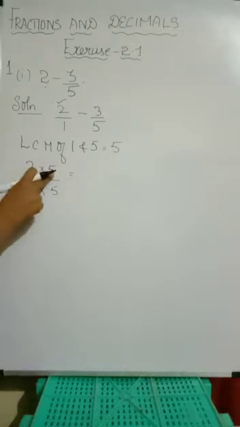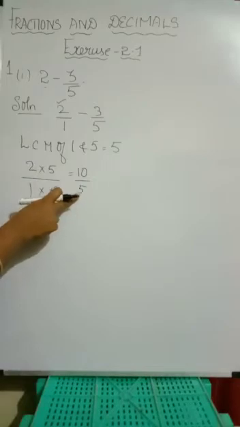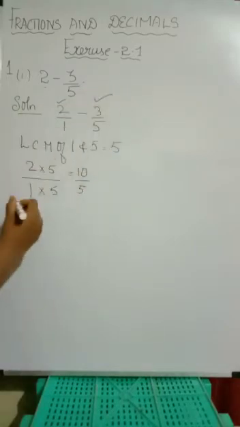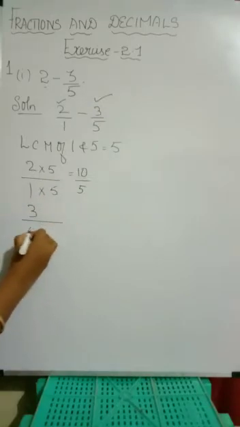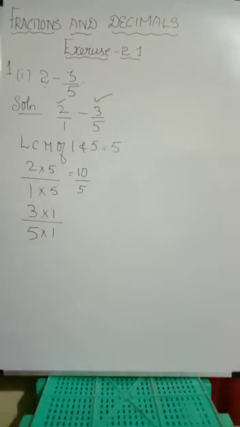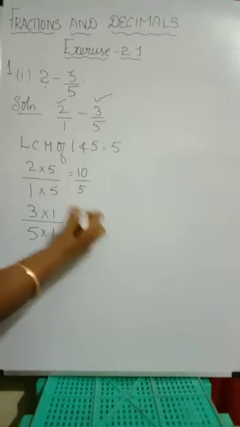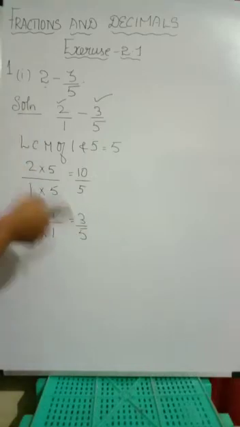If we multiply both numerator and denominator by 5, 2 into 5 is equal to 10, and 1 into 5 is 5. Now for the fraction 2 by 1, we get the denominator as 5, which is the same as the LCM. Then take the next fraction 3 by 5. For 3 by 5, it is already in the form of the LCM, right? Already it is the same as the LCM. So for that we can multiply both numerator and denominator by 1. We get the same number 3 by 5.